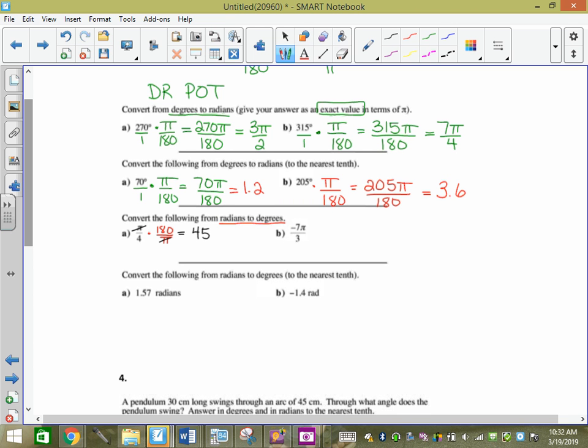What do I need to remember to have? A degree symbol, or else it is actually radians. Next one, we're going to multiply by 180 over pi. The pi's cancel, which is nice in this situation when they actually have pi's. What's negative 7 times 180 divided by 3? Negative 420 degrees.